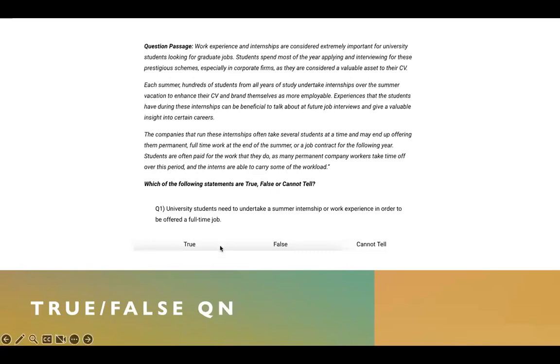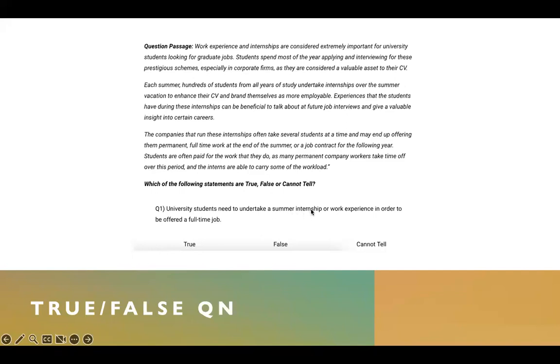So if I just pick university students or students, I can see work experience internships are considered extremely important for university students looking for graduate jobs. That's what it says there. It's not really telling me whether they need to do an internship or a work experience to be offered a full-time job. So let me see if I can find anything else.